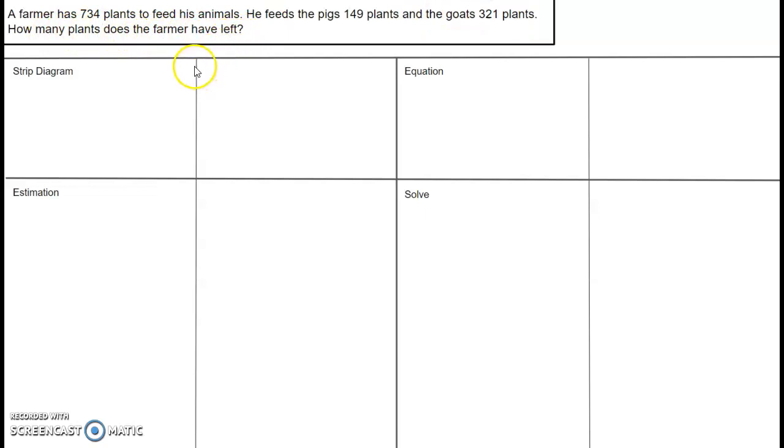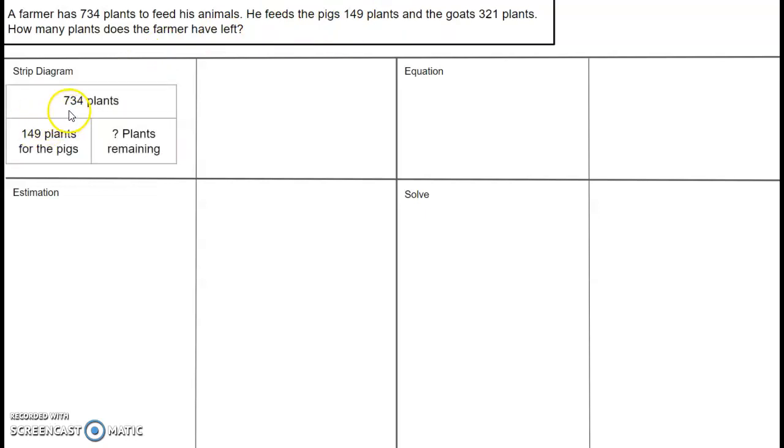Now, the first thing I have to do is figure out how much he starts with. So how much is he starting with? 734. And how much does he feed the pigs? That's right, 149. So let's make the strip diagram for that. So he's starting with 734 plants. He feeds the pigs 149 plants, and we're trying to figure out how much he has left. So we could write an equation for that. It would be 734 minus 149 equals question mark. So 734 minus 149 equals however many plants are left over.